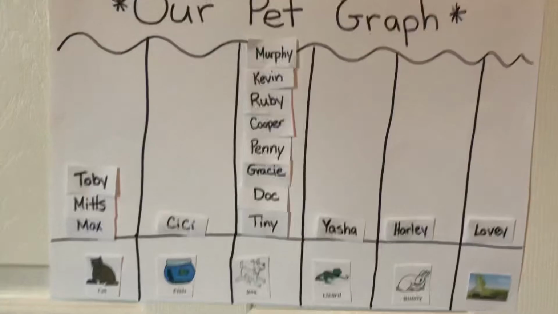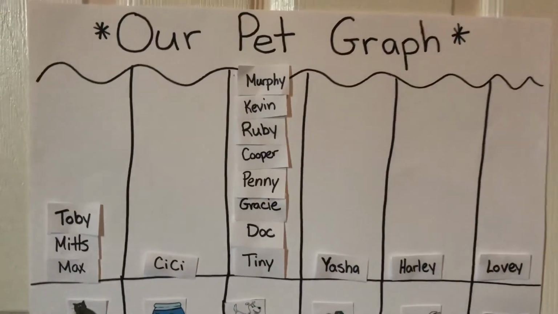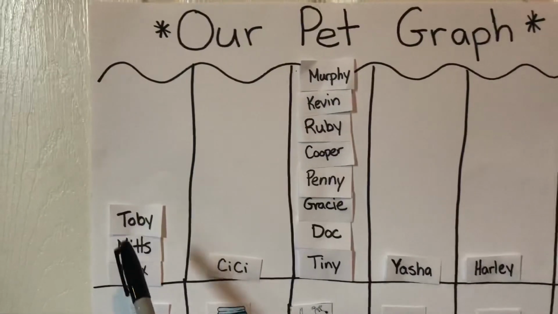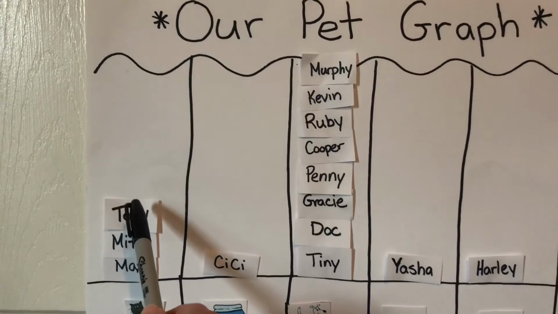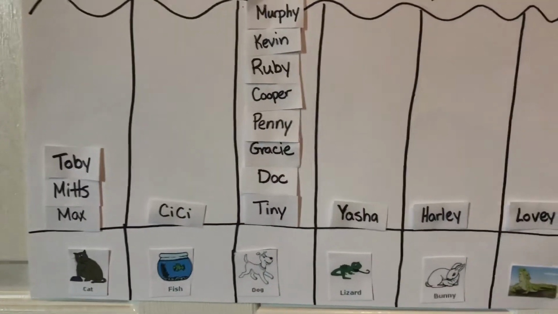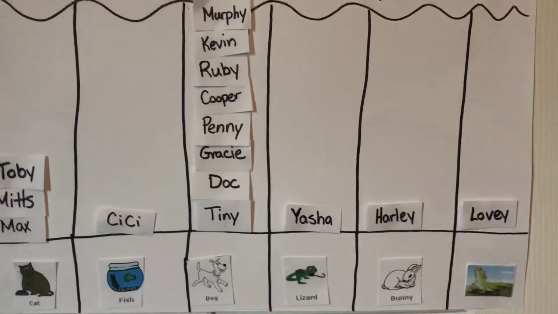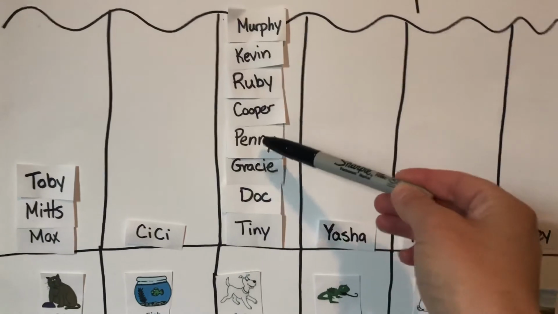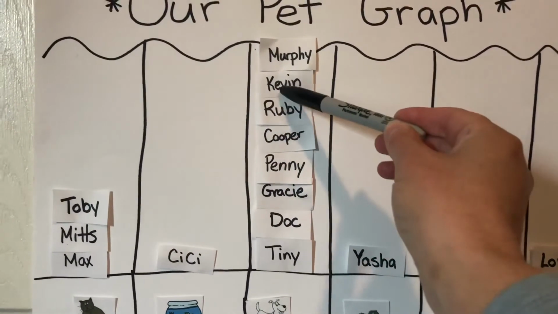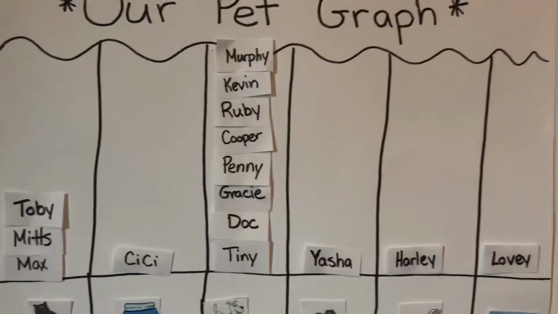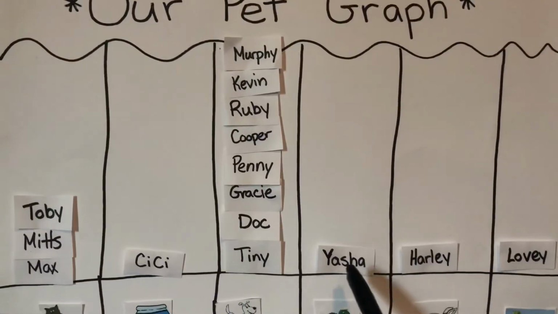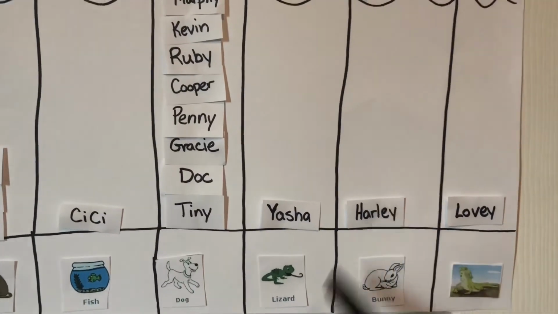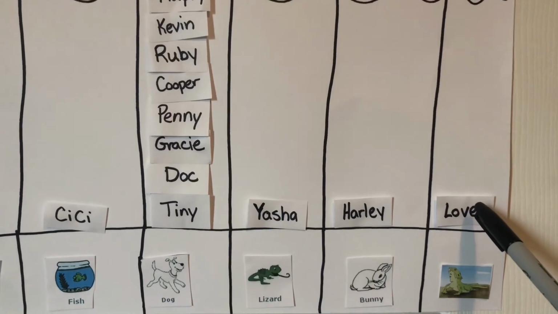Okay, everybody, I got a closer look at our pet graph, and we're going to see how many of each one. How many cats did we have? We have 1, 2, 3. How many fish did we have? We have 1. How many dogs did we have? 1, 2, 3, 4, 5, 6, 7, 8. We have 8 dogs. How many lizards? We have 1. How many bunnies or rabbits? 1. And how many bearded dragons? 1.